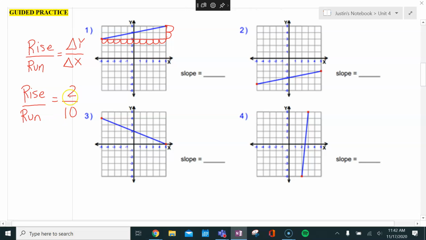Okay, and then we can reduce 2 over 10 because we know 2 goes into 2 evenly and 2 goes into 10 evenly. So once here, and down below it goes 5 times into 10. So my slope for this first one would be 1 over 5.